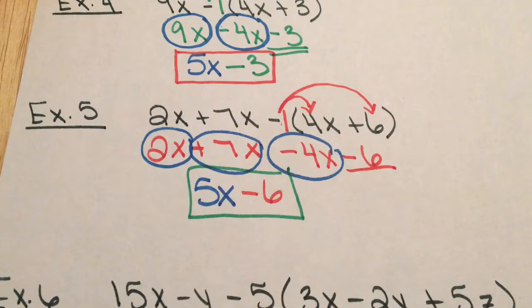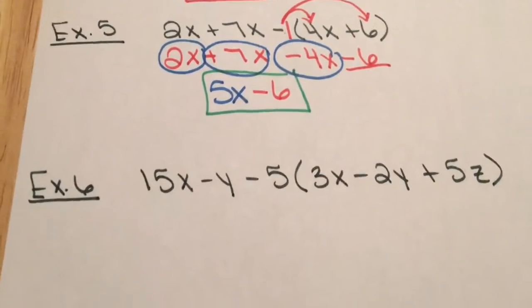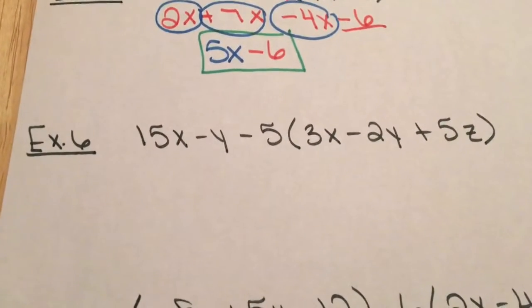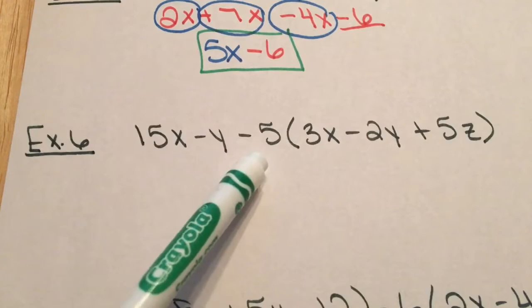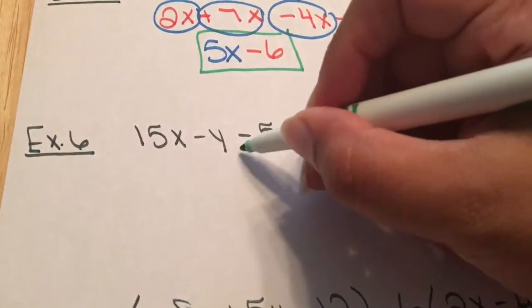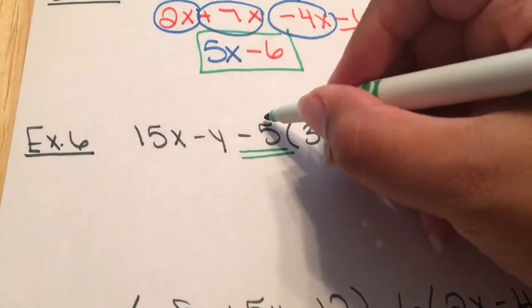Hopefully it's making sense. The next two examples are going to be a little bit tougher, only because they look scary. They're not really. We're going to follow the same guidelines that we were before. So if we notice on this one, we don't just have a minus outside the parentheses. I actually have a minus 5. And I'm going to keep that negative with that 5. That's what I want to distribute.